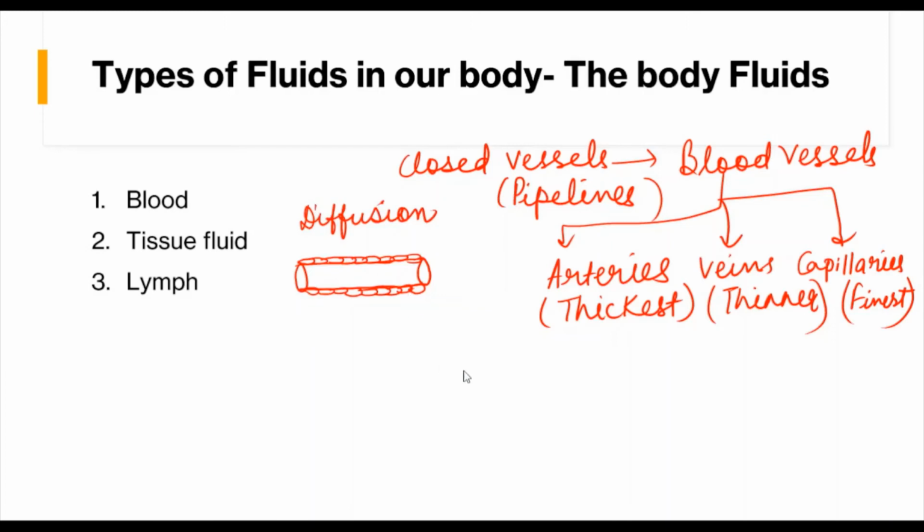Suppose a capillary is supplying blood to a tissue. Suppose here is a tissue, to which the capillary is supplying blood. Now this tissue has cells, isn't it? Let us say I am just showing 3 cells. In between the cells, what you can see, children? You can see that there are intercellular spaces.